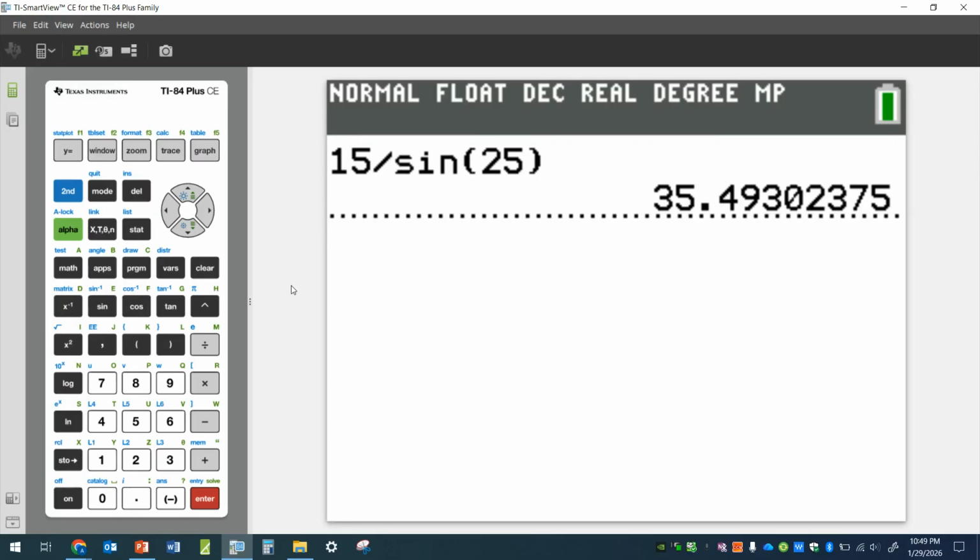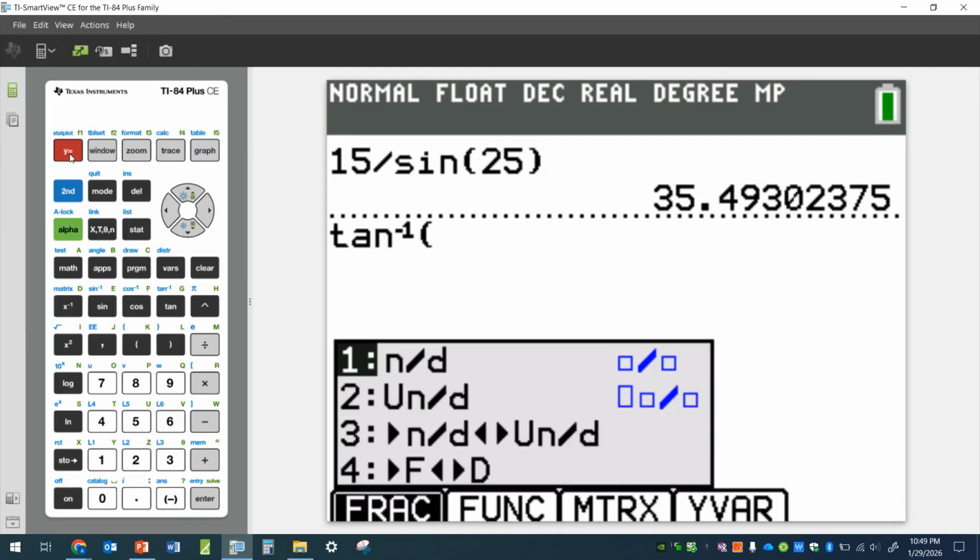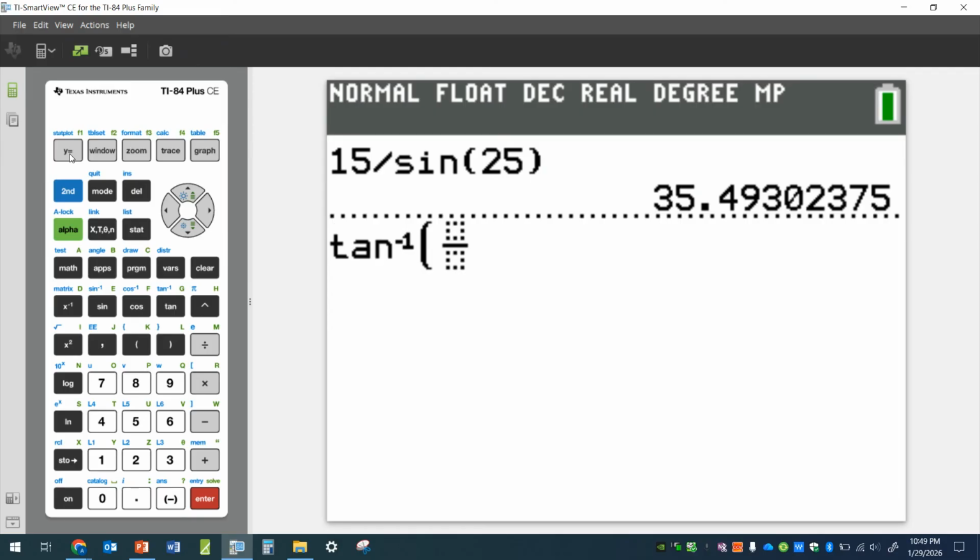First, how do I access inverse tangent? I press second tangent, and I want to divide two numbers. So first thing, I want to go ahead and create a fraction. I can press alpha and x to get a fraction. That's one way to do it. Another way to get a fraction is to press alpha and y equals. The first option that comes up is n over d. That's numerator over denominator. Now the numerator of my fraction should be the 35.5. So if I just arrow up and select this and copy it, it will go in the top of my fraction. If for some reason it doesn't, you can just type it in manually, as many digits as you can fit.